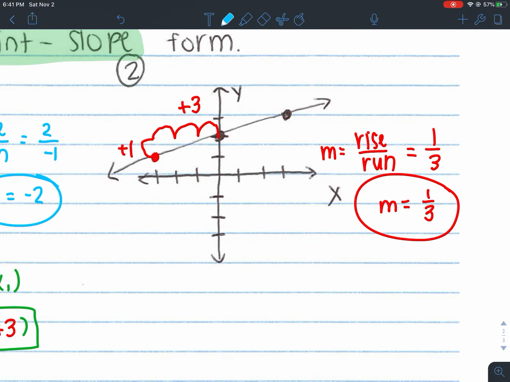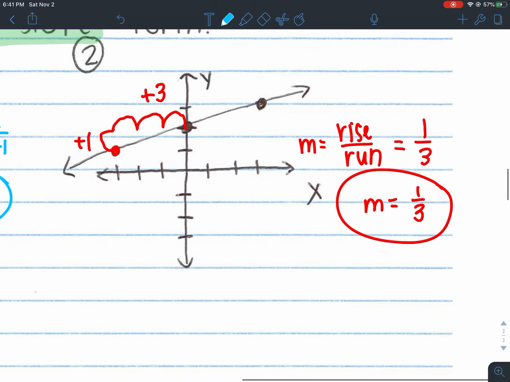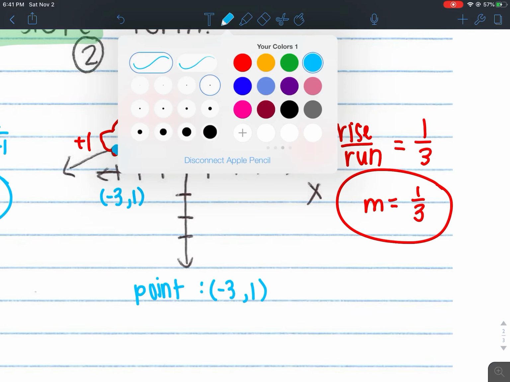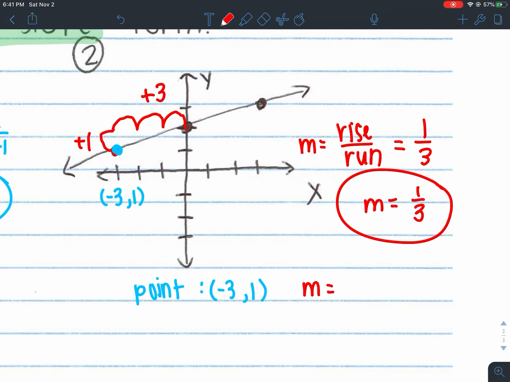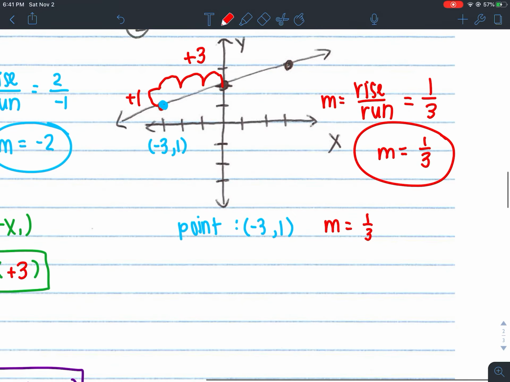I'm going to pick a point, and it doesn't matter what point you pick. Let's go ahead and pick this one over here. Actually, no, let's be different. Let's pick the first one that we used. That point is the point -3, 1. So you went to the left 3 and then up 1. So our point that we chose was -3, +1, and our slope was 1/3.